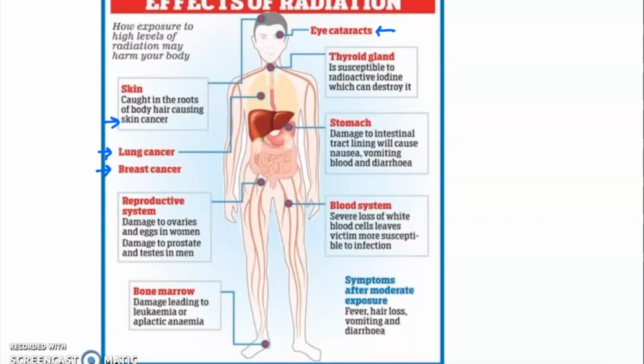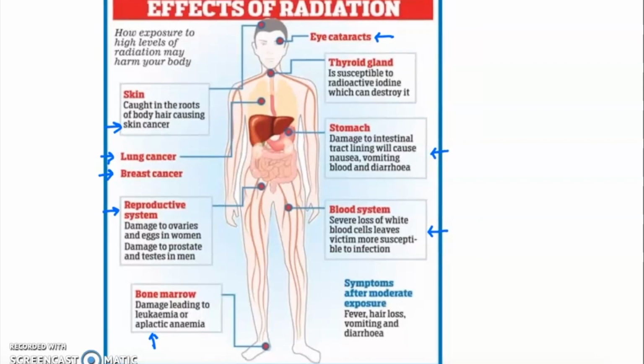This is particularly damaging for reproductive systems in both men and women, especially pregnant women. This could cause leukemia. This could get into your blood, making you more susceptible to other diseases. This could make you vomit, have nausea, some really, really horrible things that this radiation can do to your body. Even the moderate symptoms like fever, hair loss, vomiting, diarrhea, still not fun.